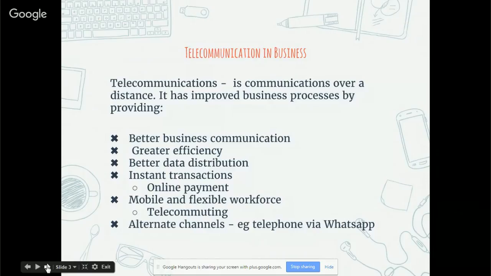Can anybody give me an example of an alternate channel that telecommunication provides? I have one there. Instead of you dialing, hello? Hello? Well, Hangout is one. Telecommunication facilitates us now being able to have this Hangout and to be able to record it. It facilitates that.